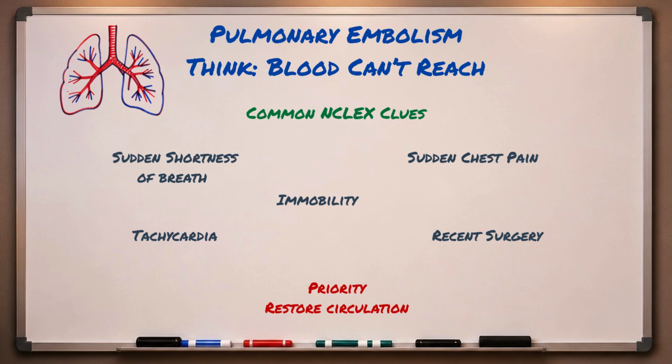Patients may begin to have sudden shortness of breath, sudden chest pain, sudden anxiety, and tachycardia. The word sudden is often one of the biggest clues on the NCLEX, especially when combined with recent surgery or immobility. Those situations increase the risk of blood clot formation. And when blood can't reach the lungs, circulation becomes our priority. Now that we've learned the 4 major respiratory patterns, let's see how they show up in NCLEX-style questions.